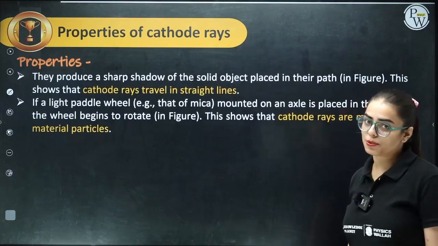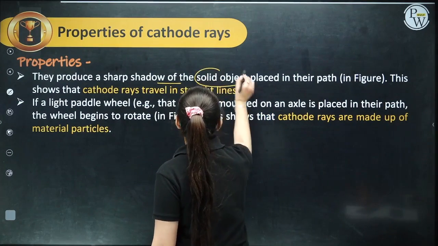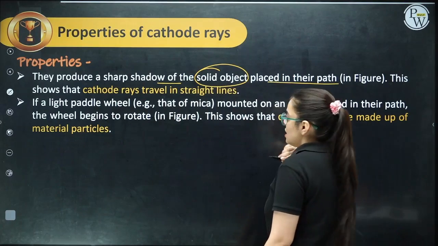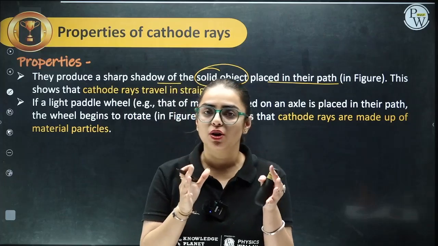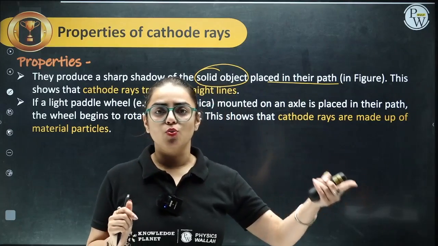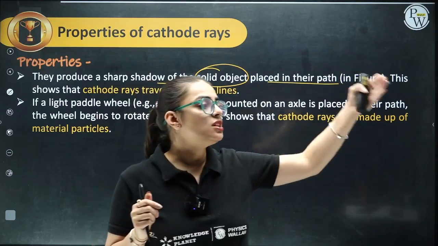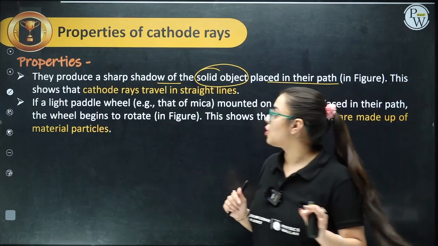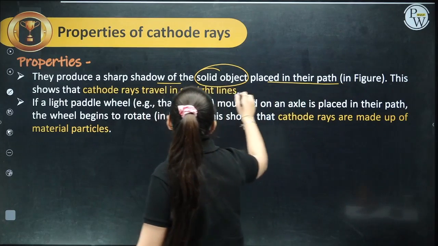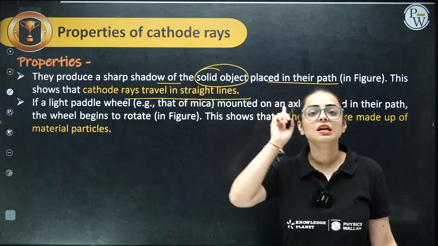So the very first property is that they produce a sharp shadow of the solid object placed in their path. I will show you a diagram over here. For example, if we have kept an object, it will produce its shadow. What does it explain to us? That they are traveling in a straight line. That's why it is producing a shadow, right guys? So this is the very first property of cathode rays, that they produce a sharp shadow of the solid object placed in their path. This shows that cathode rays travel in a straight line.